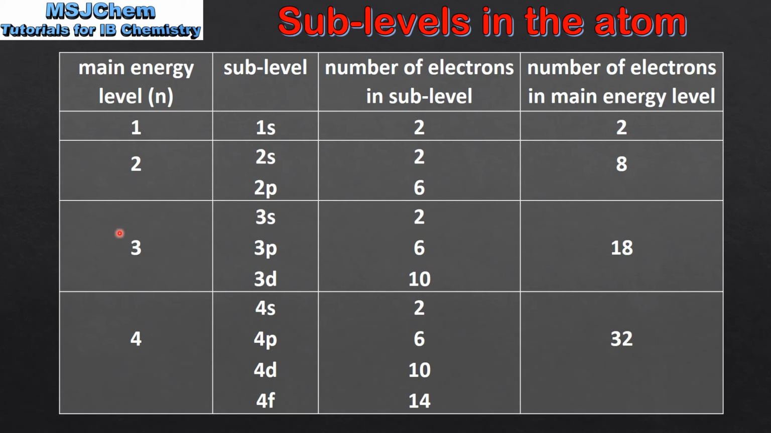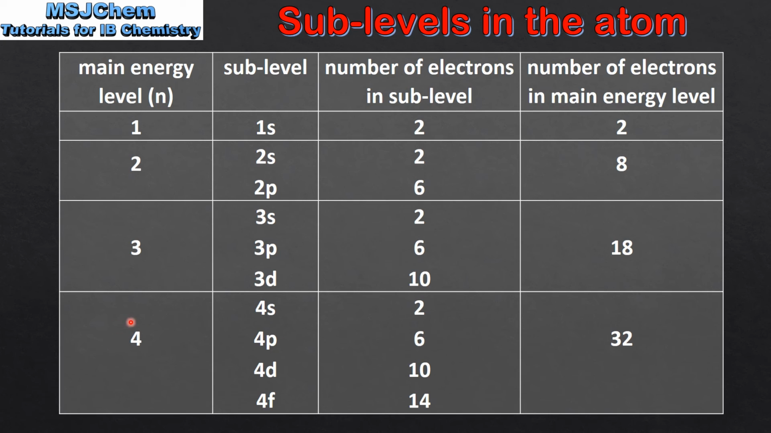Next, we have n equals 3, which has a 3s, a 3p, and a 3d sublevel. The 3s sublevel can hold 2 electrons, the 3p sublevel can hold 6 electrons, and the 3d sublevel can hold 10 electrons, which gives a total of 18 electrons in the third main energy level.